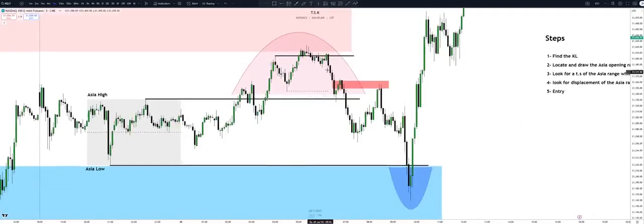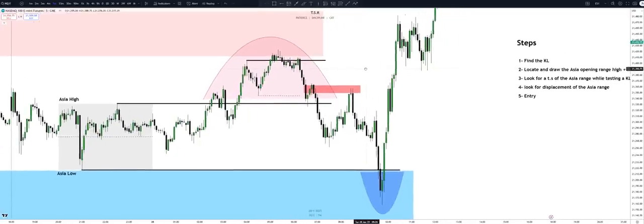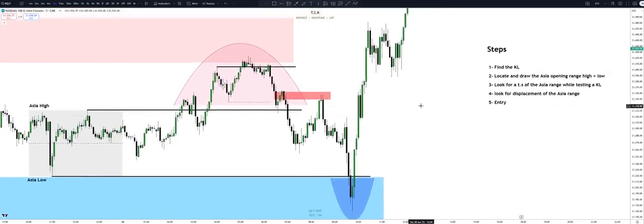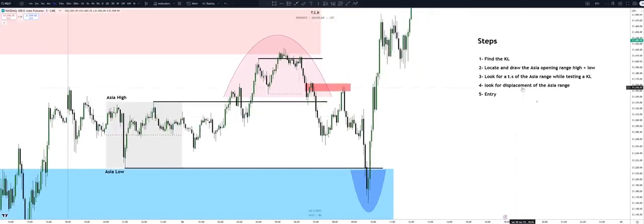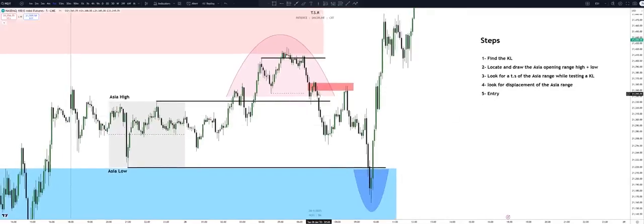Right over here. So if you're not entering right over here and you are entering using these steps right over here, you would be looking for a fair value gap to form while crossing into the highs of the Asian range. So what is displacement? Displacement is the creation of an imbalanced price range while crossing into a specific level. That specific level being the Asian highs, and that imbalance in price being that fair value gap.